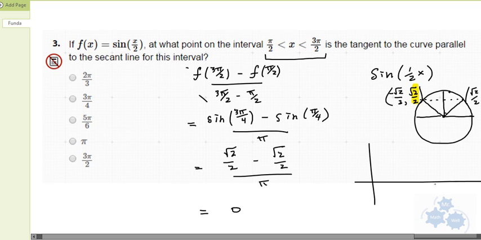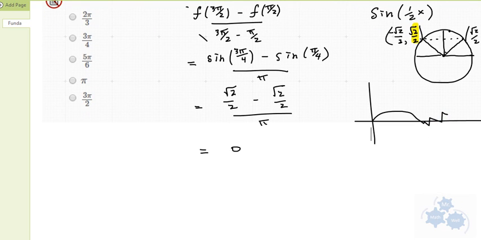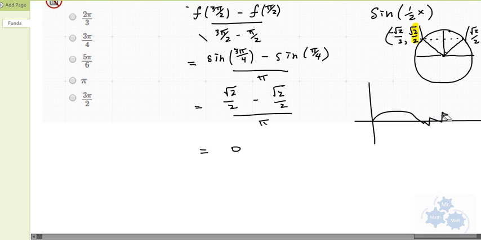So again, if we're looking at this, whoa. That's what happens when I accidentally squeeze a button on my pen here.